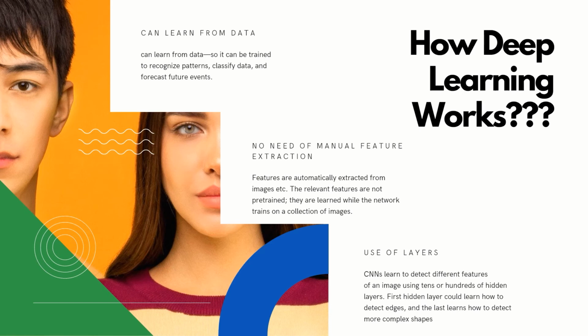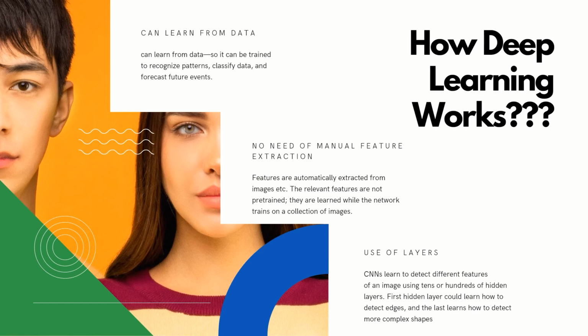The final thing that we need to understand is the usage of layers. When we talk about neural network architectures, it learns to detect different features of an image using tens or hundreds of hidden layers. That's what I said, that in the diagram I showed you one layer, but it can be any number of layers. Now, every layer has its own purpose.